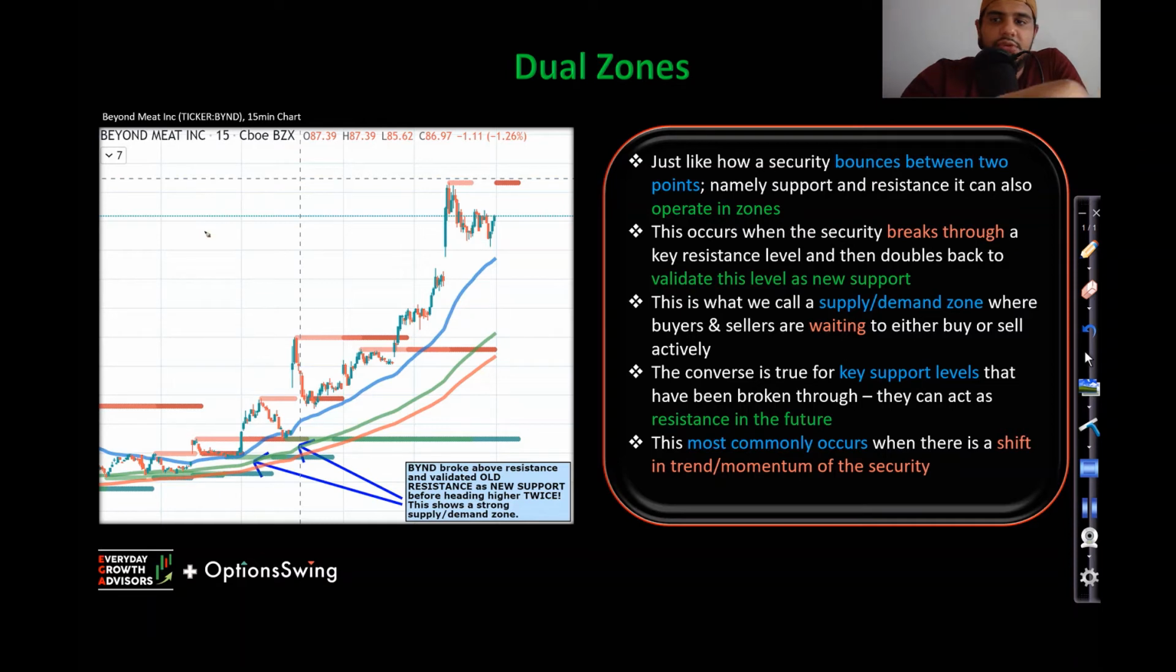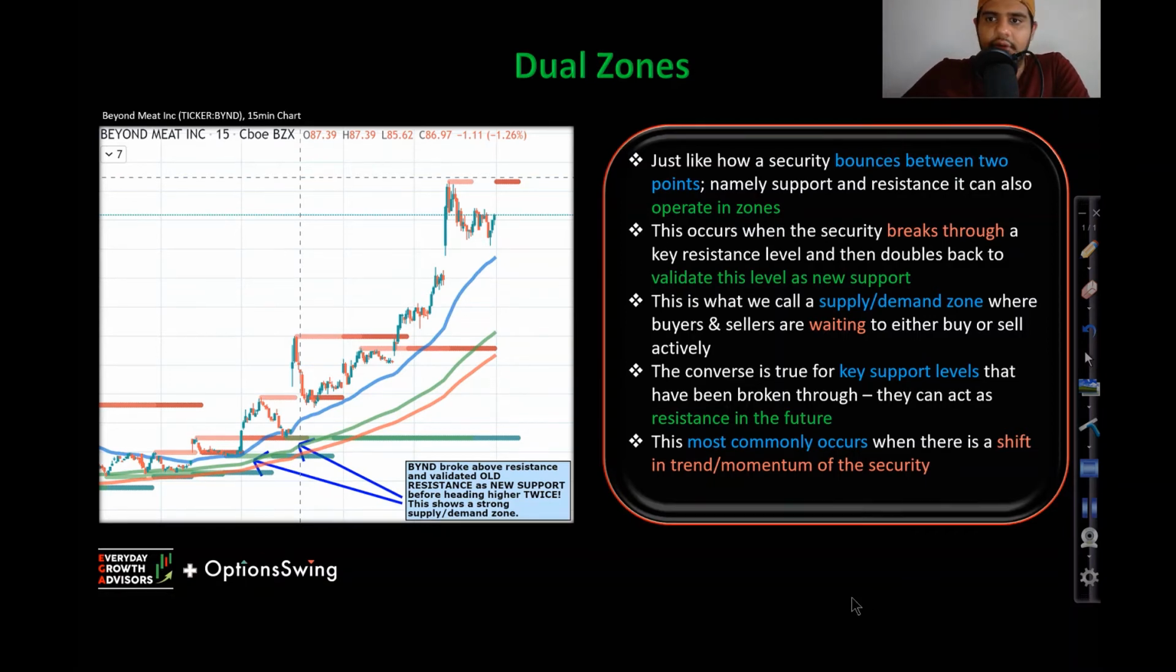The main thing to note here is that the old resistance can become new support. And the same thing for support: it can become old resistance on a downtrend. This commonly happens when there is a shift in momentum and trend, and it is the easiest way to tell when a security uses that zone as either the support becoming a resistance or a resistance becoming a support. All right, cool.